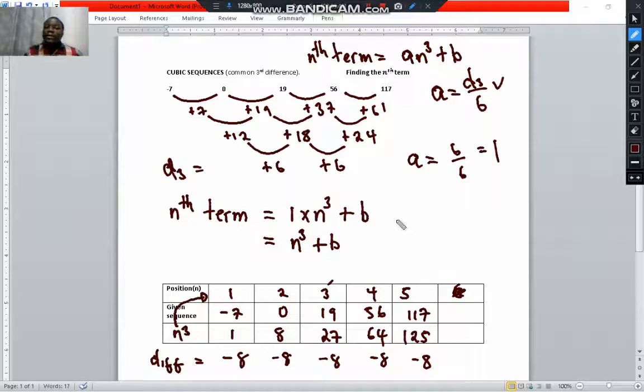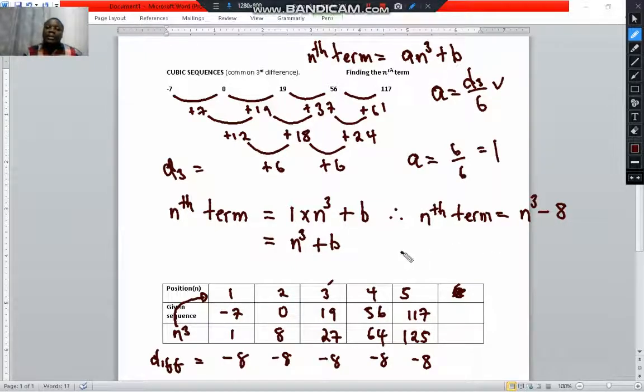So right away we can conclude and say, therefore, the nth term of this sequence would be n cubed, take away the common difference, which we are finding. So this is how we find the nth term of a given cubic sequence. It is there for you to try and see if this formula works.